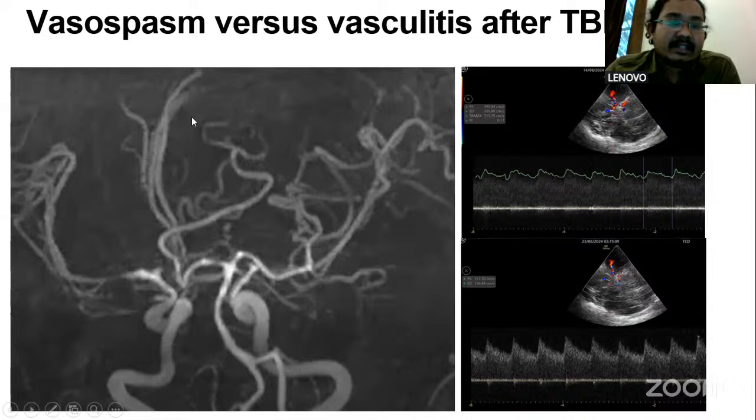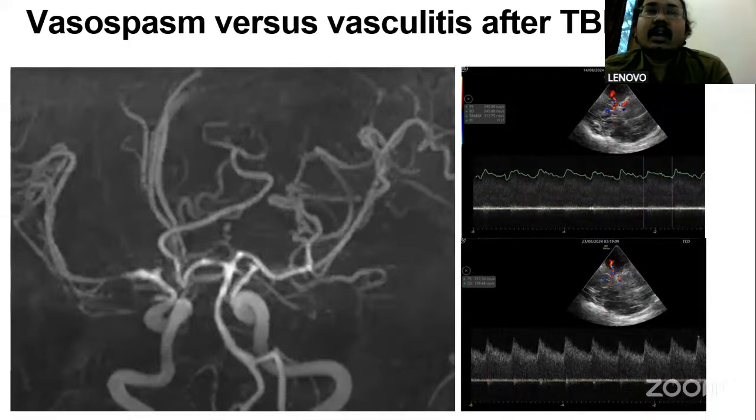And this is a TOF image from MRI. You can see that this is the carotid siphon. It is coming like this, and this is giving rise to the MCA. And here you can see that there is some kind of vasospasm happening. Now we need to understand that more often in TB meningitis, it would be a vasculitis reaction, but in the initial stages, it would be vasospasm.